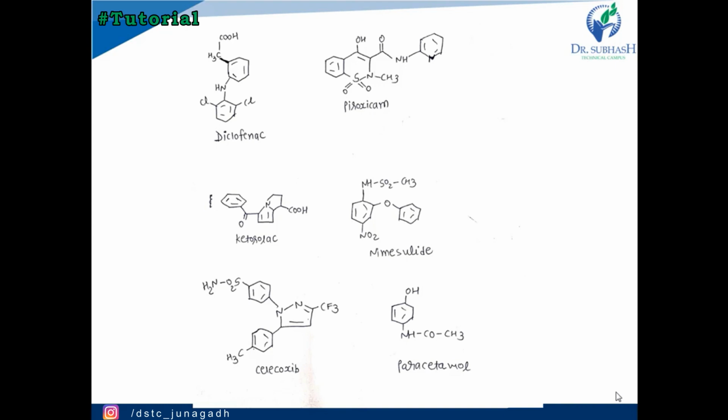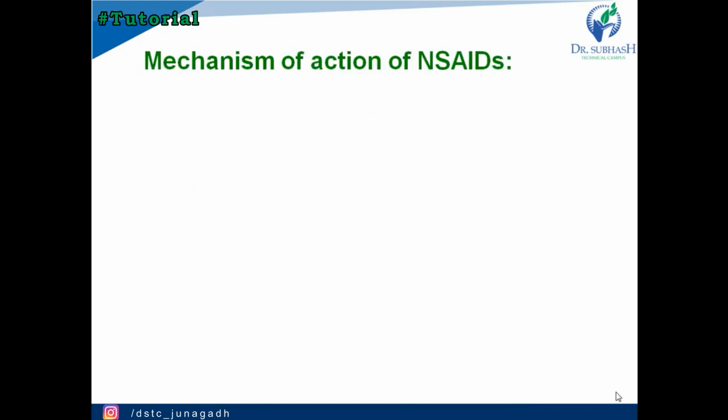And the last class, analgesic and antipyretic with poor anti-inflammatory action, in that para-aminophenol derivatives. And in that the examples are paracetamol and phenacetin. We have included the structure of paracetamol, which is a para-aminophenol derivative. See, phenol means hydroxyl group on the benzene ring, and NH, amino, both are at the para position. That's why they are para-aminophenol derivatives. And I am telling you once again, to remember these structures of the drugs, you have to practice by writing again and again.